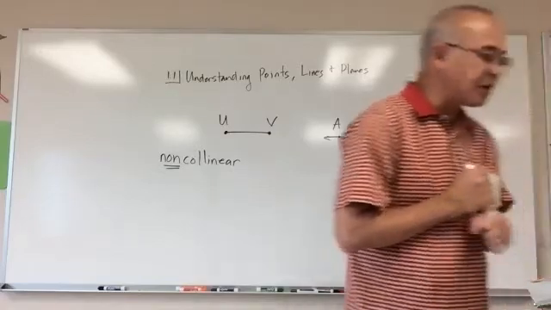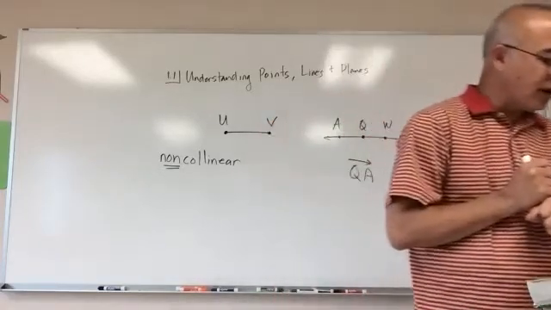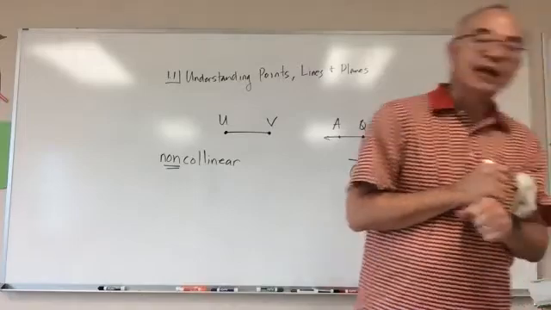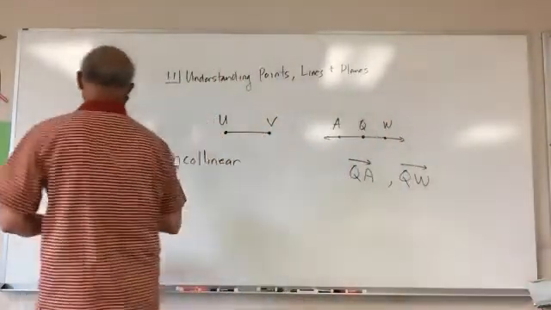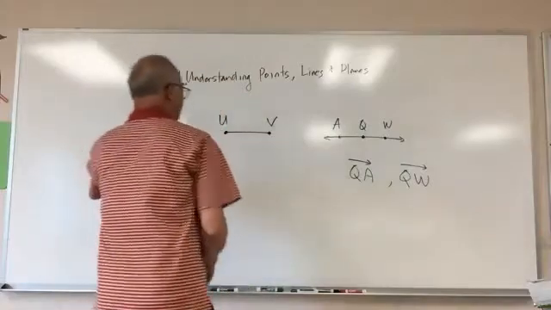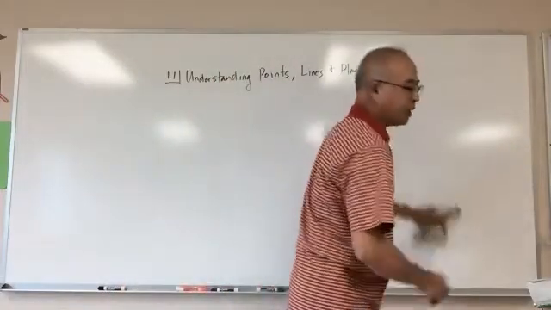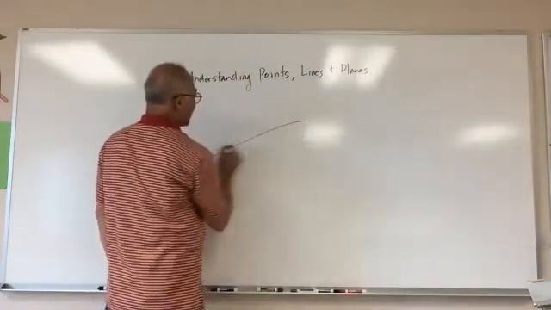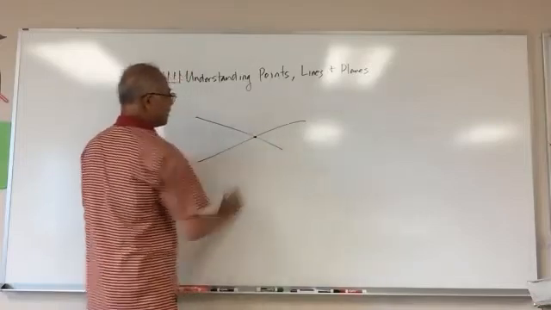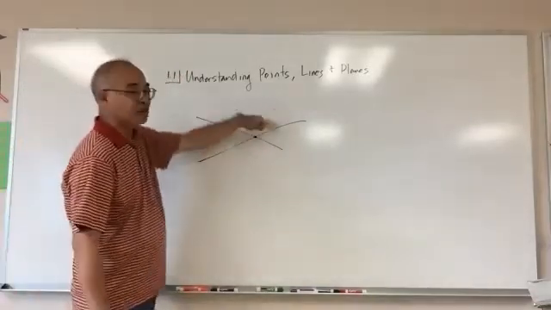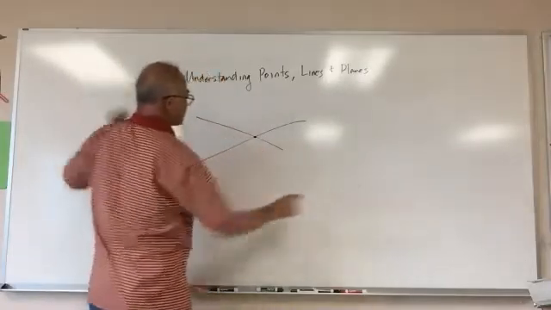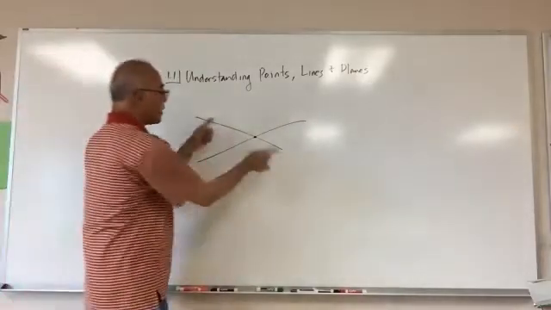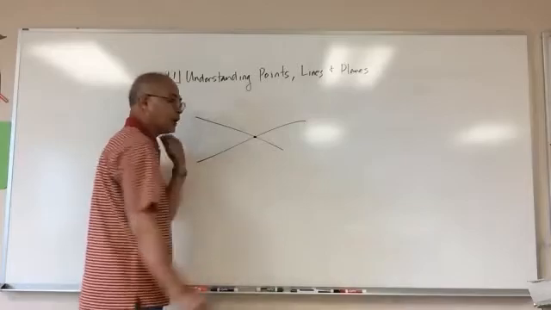Intersection of lines and planes. 1-1-4. If 2 lines intersect, then they intersect in exactly 1 point. You can't have a line that intersects in 2 points. How are these going to intersect in 2 points? This is going to go in this direction infinitely. It's going to go in that direction infinitely, right? So there's no way they meet again except for that 1 point.